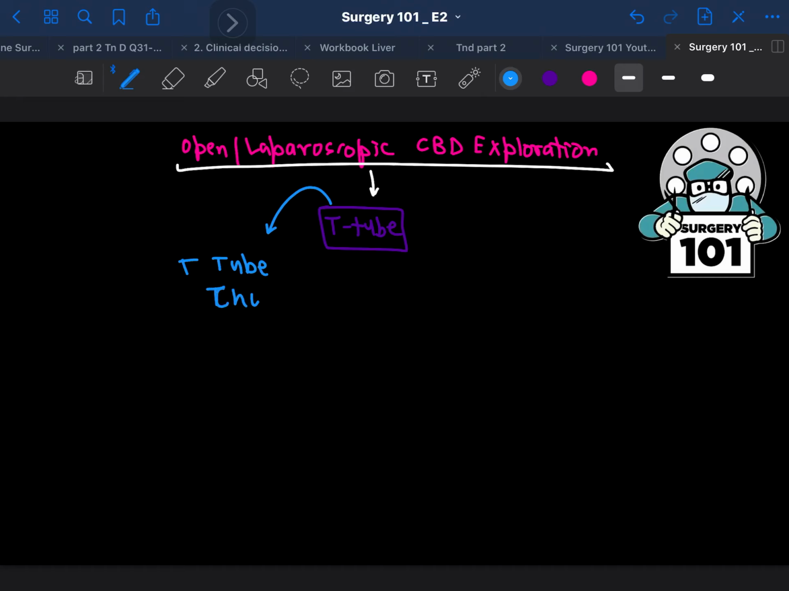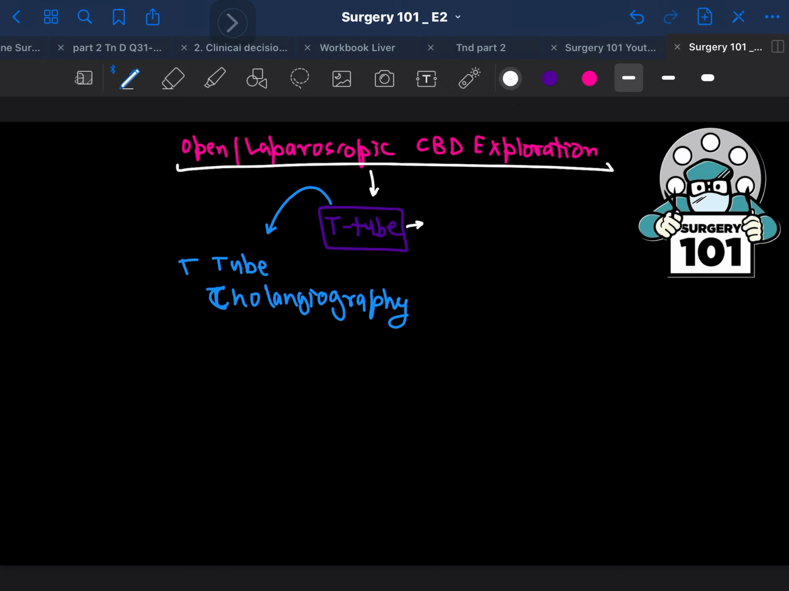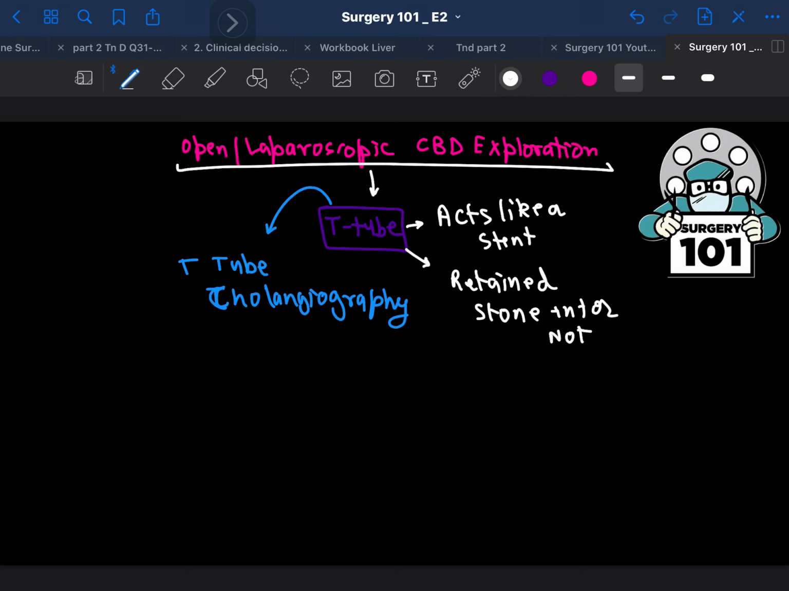Now, why do you want to go in for a T-tube cholangiography? Why are you keeping this T-tube in the first place? The reason for keeping the T-tube is that it acts like a stent. At the same time, this T-tube is also helping us to know whether there is any retained stone present or not. And to know this, you perform a T-tube cholangiography.